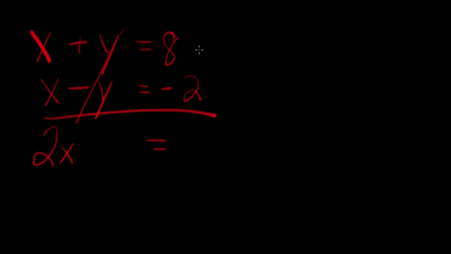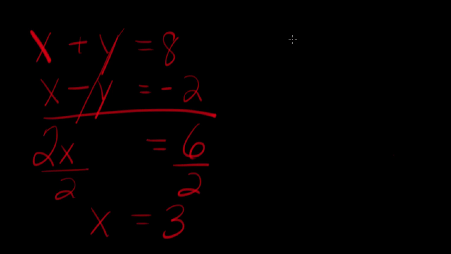Now, let's continue solving. 8 plus -2 is 6. Treat this just like a regular linear equation. 2x equals 6. Divide both sides by 2, and x equals 3. Now, you're not done because all we've done was find the x. We still have to find the y.